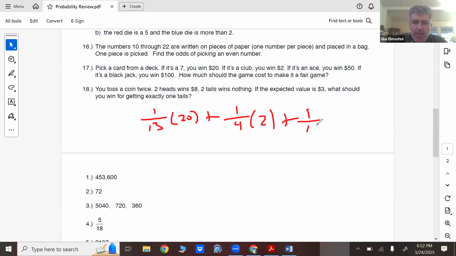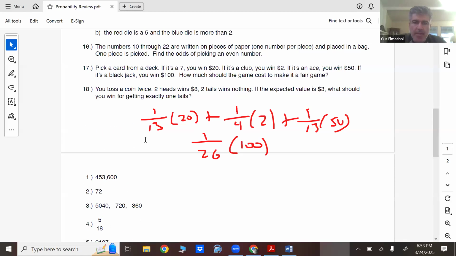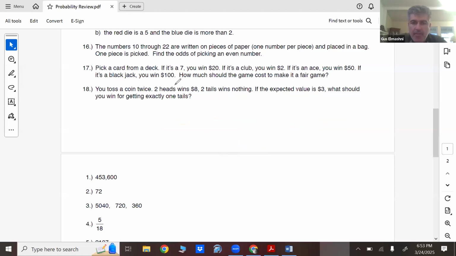Ace is 1/13th, and a blackjack, that's one out of 26. Let's see. I don't know if that's going to work. Yeah, I'm off a little bit. So I have $9.73. So you have to, yeah. Let's think about it.